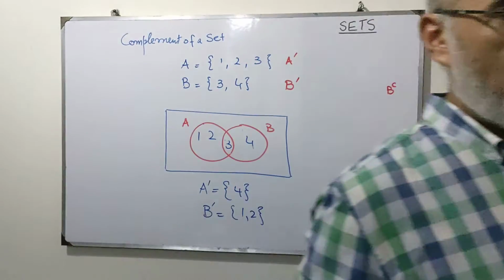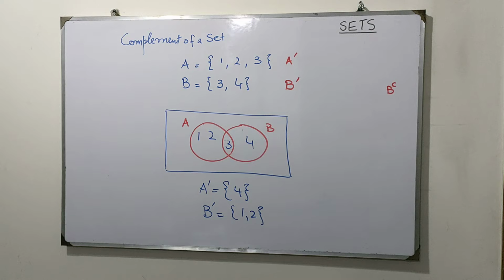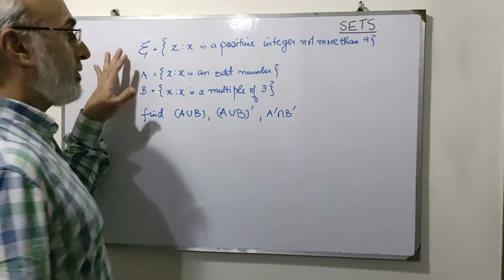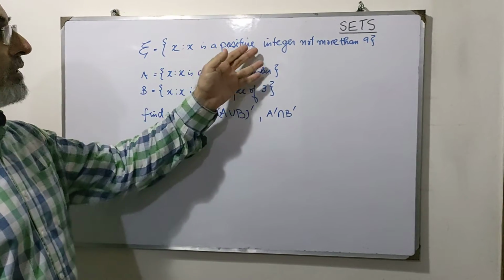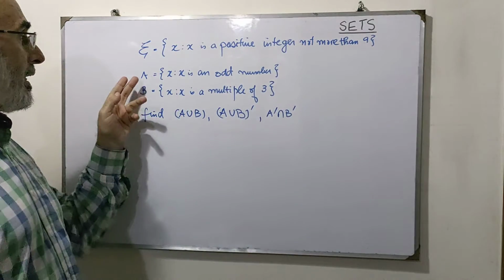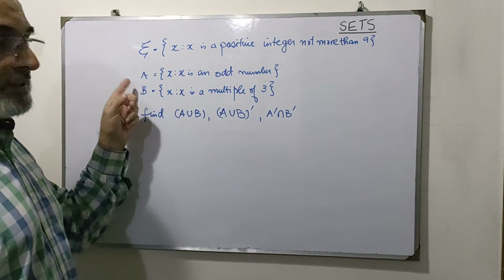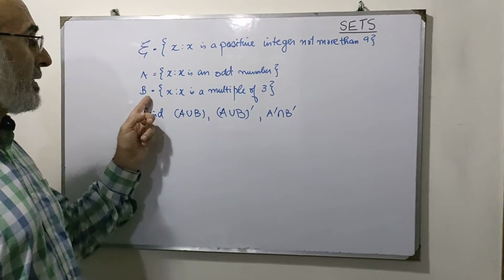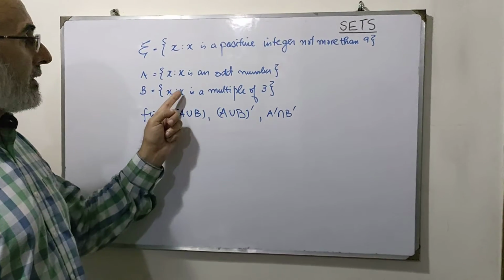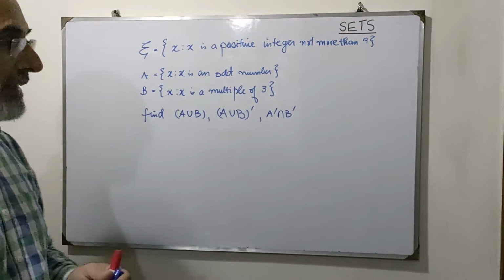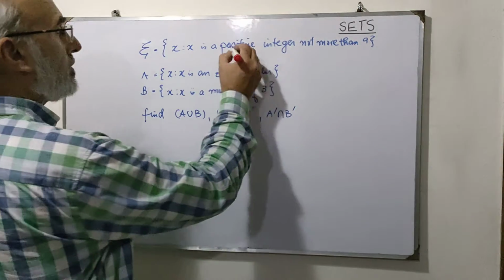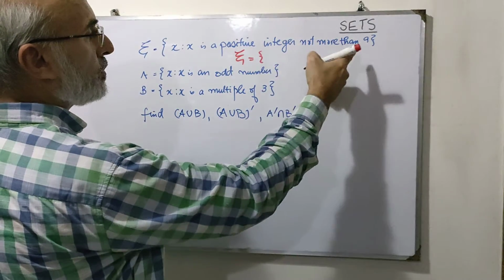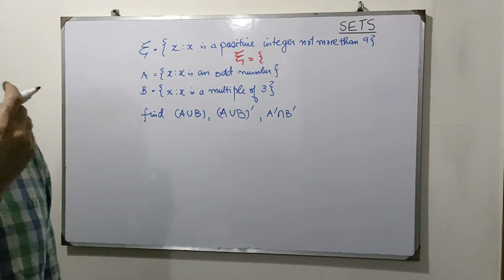So let's take a proper example now. Okay, we have a universal set here: X such that X is a positive integer not more than 9. A is a set, a subset of the universal set: X such that X is an odd number. B is also a subset of the universal set: X such that X is a multiple of 3. So let's first see what is in this. It has positive integers not more than 9.